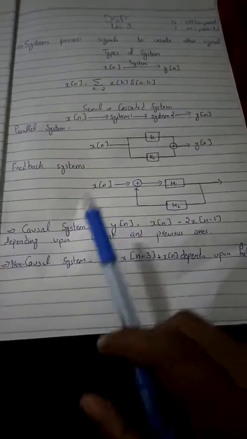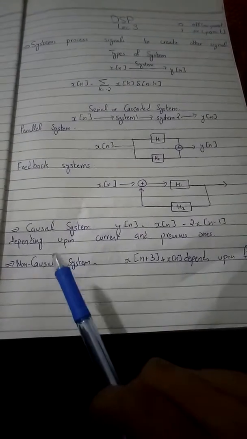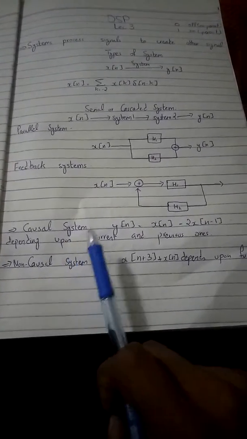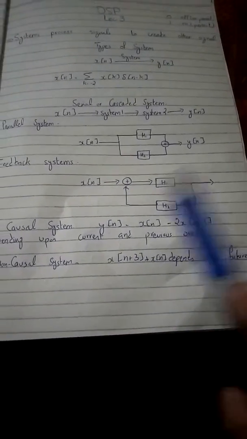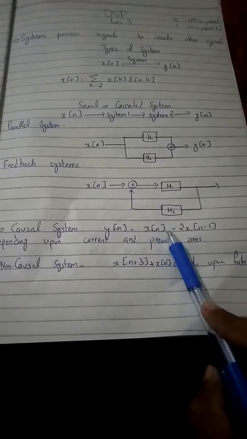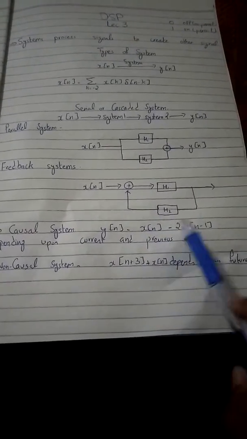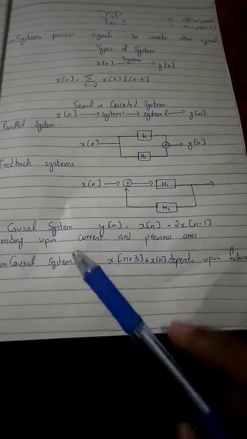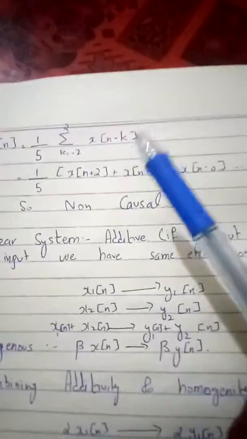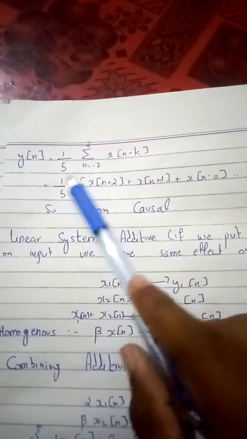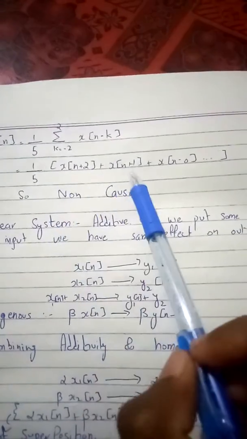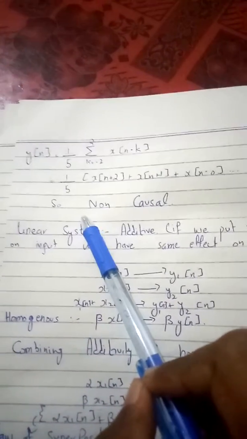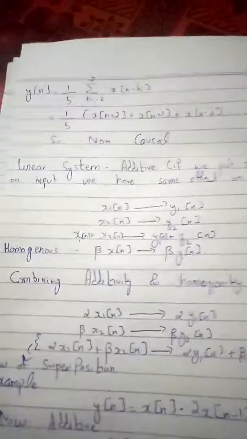Now here are some different types known as causal systems and non-causal systems. The causal system depends upon the current and the previous values, whereas a non-causal system depends upon the future values. These are the formulas of causal systems and non-causal systems, and we will use these formulas to solve some examples. Now consider this example. We have solved this example and it shows that it is shifting towards the left side of the origin. So it means it's a non-causal system.